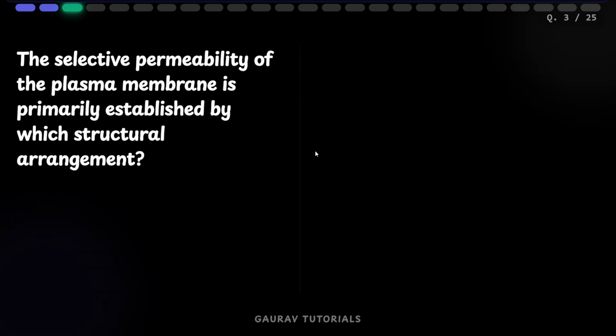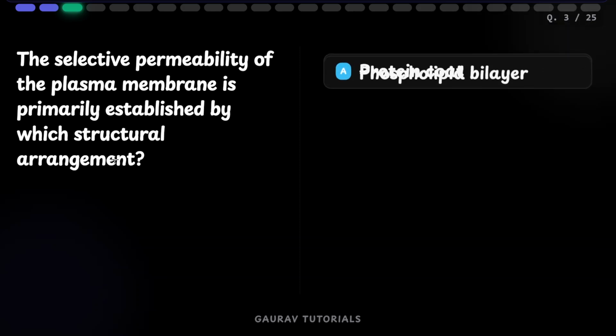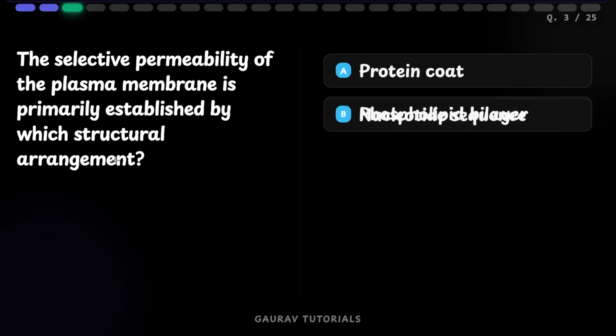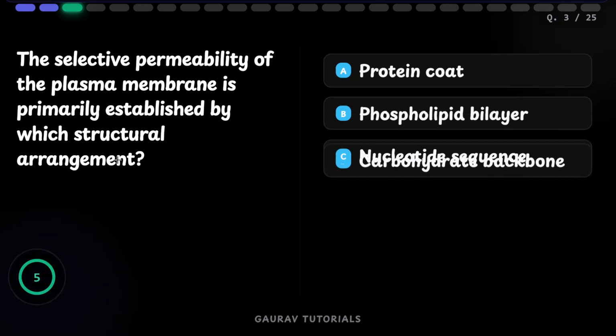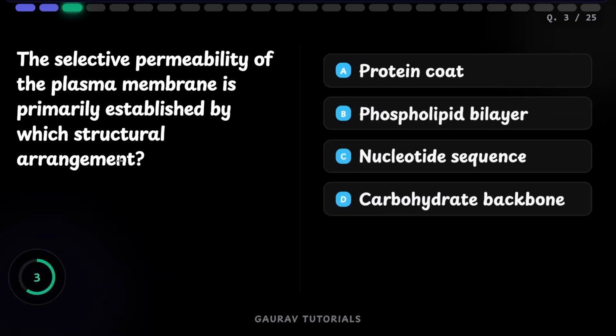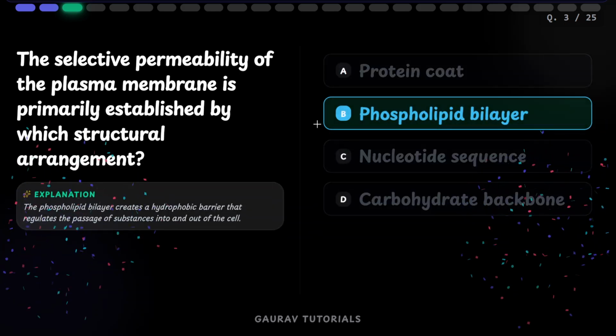food. Question number three. The selective permeability of the plasma membrane is primarily established by which structural arrangement? The options are A. Protein coat, B. Phospholipid layer, C. Nucleotide sequence, and D. Carbohydrate backbone. The correct answer is B.